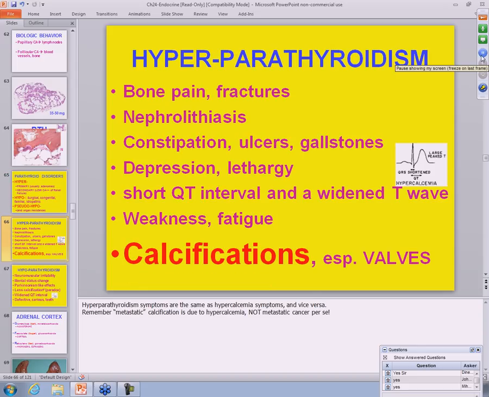Next one. Okay, what would happen if you have hyperparathyroidism? It's the same question as, what would happen if you had hypercalcemia?